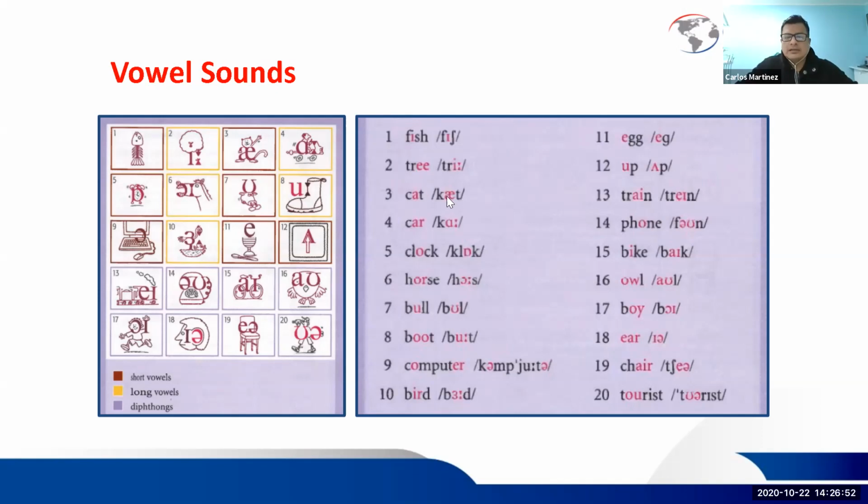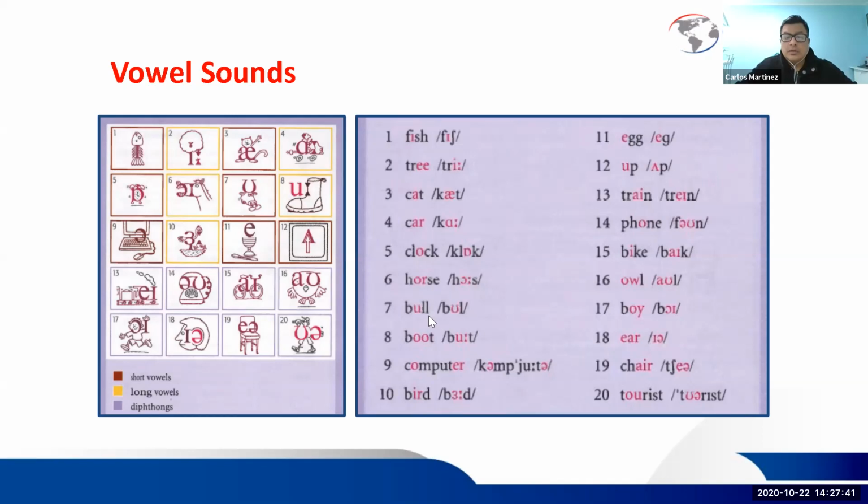Number 3, cat. This is not "cat", this is "cat". Then we have this long car. Now, in American English, you're going to find the R in car, but the pronunciation is "car". Long A, car. Then we have the, oh, cloak. No, clock, I'm sorry. Clock. Then we have the long O, horse. Horse, okay? If you want to put the R, American horse, British horse.